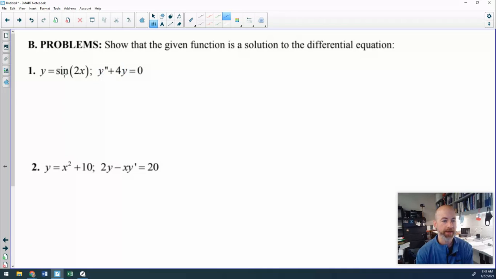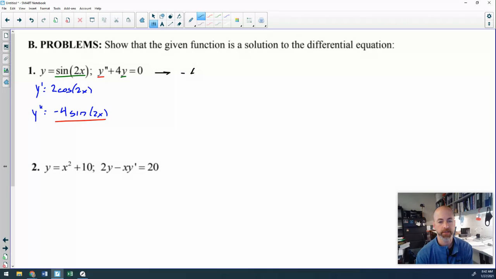I already have the y. I need y double prime. So y prime, this is a chain rule. That's going to be 2 cosine 2x. Y double prime is negative 4 sine 2x. And so I'm going to substitute this in for the y double prime. I'm going to substitute the sine 2x in for the y. And let's see what we get.